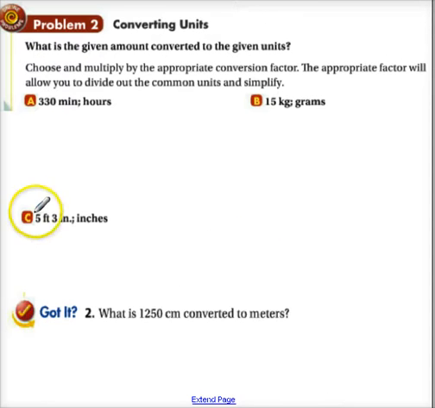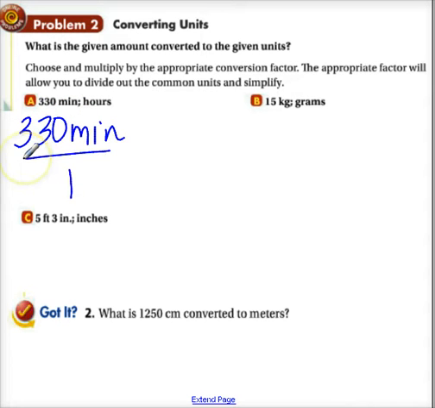All right, so we have 330 minutes and we want to know how many hours that is. What you do to convert, you always take what they give you, 330 minutes, and put that over 1.